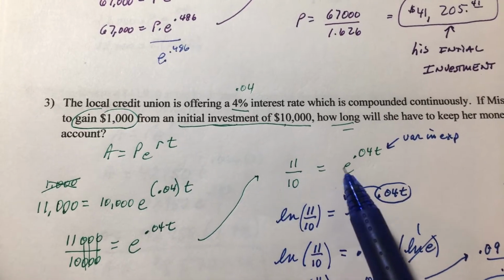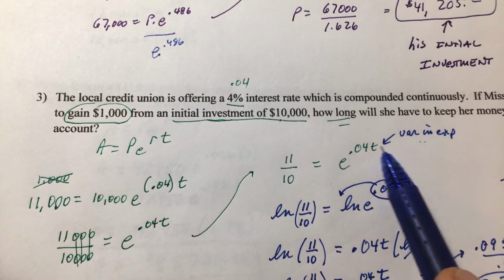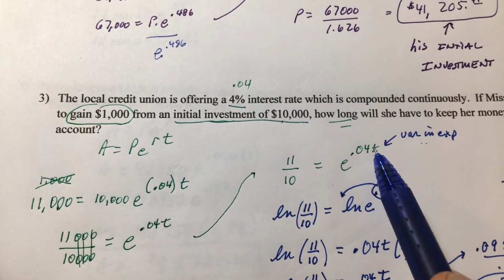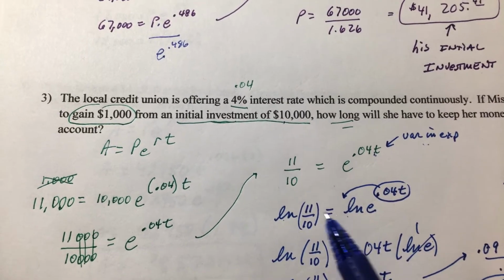There it is, equal to e to the 0.04t. So our variable is up in our exponent. Remember what we do: we want to get it on the ground. How do we get it on the ground? We take a logarithm of both sides.